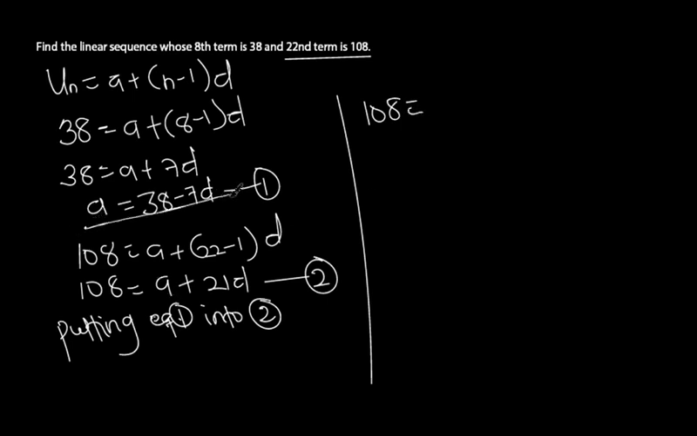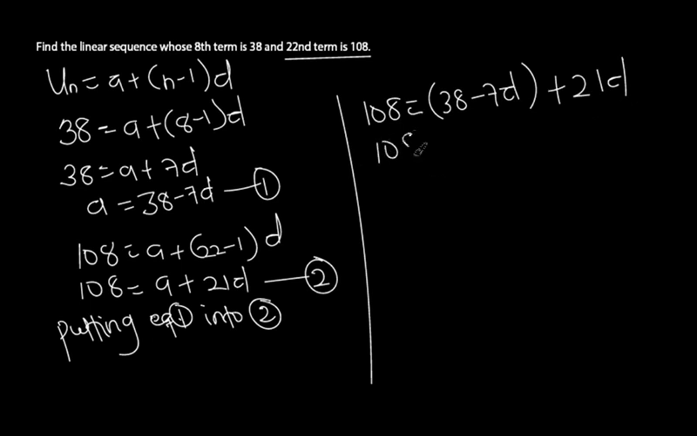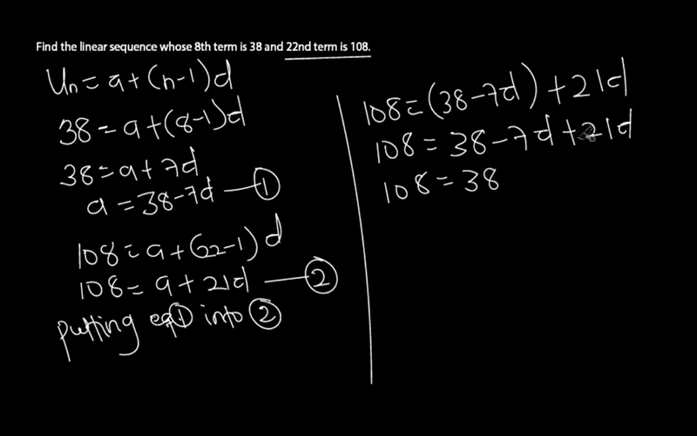is what we make the subject over here. So the a is what? 38 minus 7d. Okay, then plus the 21d we have over here, 21d. So we just expand. So we have 108 is equal to 38 minus 7d plus 21d. So we have 108 is equal to 38. Now minus 7d plus 21d will give us what? Positive 14d. Okay, so from here we have 108. Then we bring the 38 across the equal to sign to become negative 38 is equal to 14d.